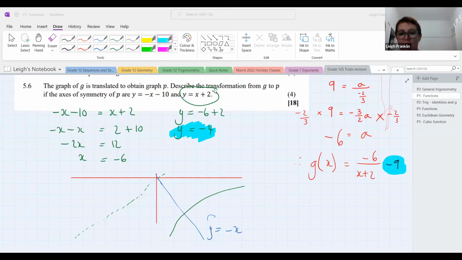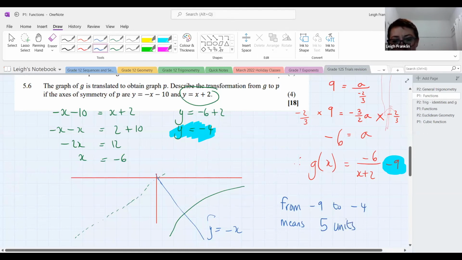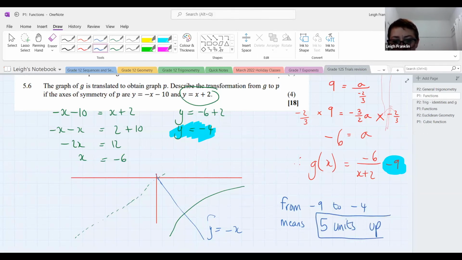Okay. All right. So we're comparing, as we were saying, y equals -4 to y equals -9. If we've moved from -9 to -4, that means we must have moved how many units and in which direction? Absolutely, lovely. Okay, so 5 units up. Beautiful. Okay, there we go.